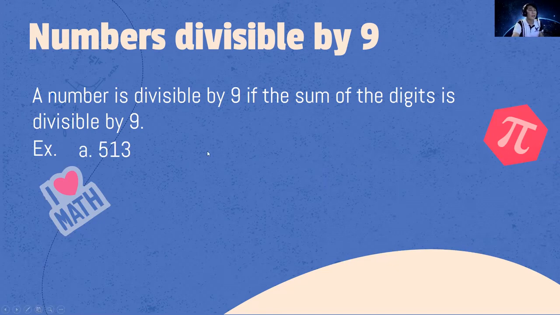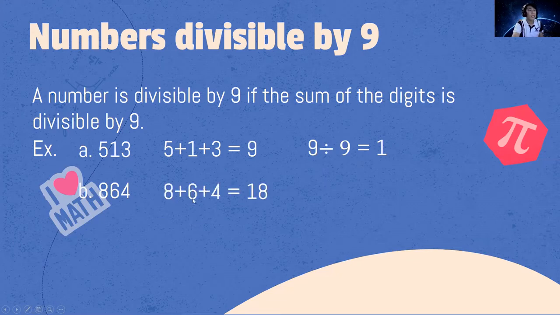513. Let's try to add all the digits. 5 plus 1 plus 3, that is 9. Then 9 divided by 9 is 1. Therefore, 513 is divisible by 9. Next, 864. Let's try to add. 8 plus 6 plus 4, that is 18. 18 is divisible by 9. 18 divided by 9 is 2. Therefore, 864 is divisible by 9.